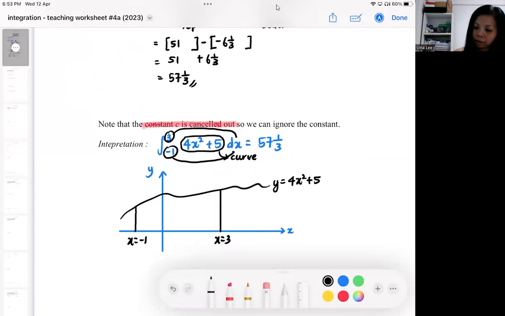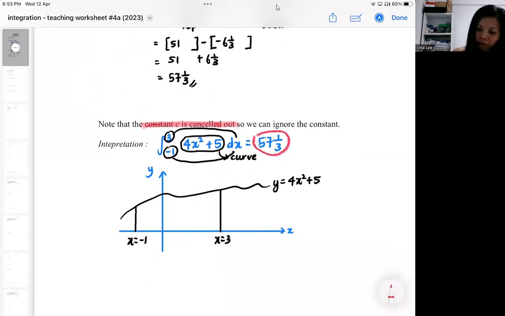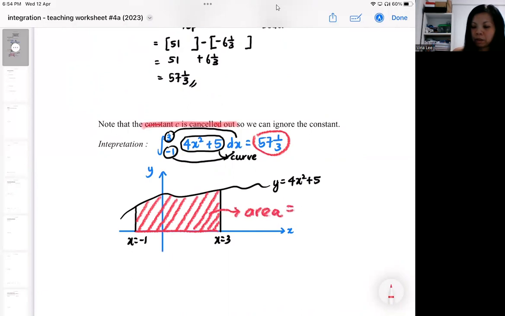And the 57 and 1/3 is actually this whole area. The area on the graph, below the graph, sticking on the x-axis. So this area is 57 and 1/3.